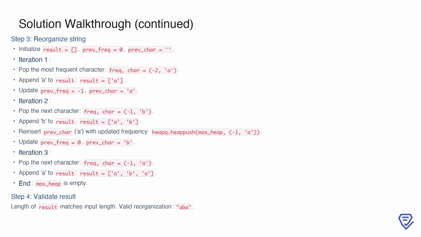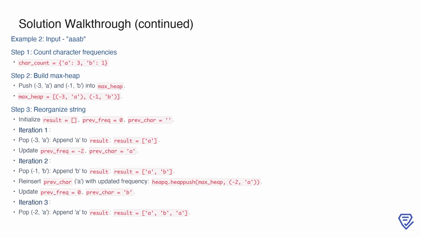We append it to the result and update prev_frequency to -1 and prev_char to A. In the second iteration, we pop B from the heap and append it to the result. At this point, we need to reinsert A back into the heap with its updated frequency of -1. In the third iteration, we pop A again and append it to the result. At the end of these operations, the heap is empty, and the result list contains A, B, A, which is a valid reorganization of the input string. The length of the output matches the input, so we conclude the reorganization is successful, and the result is ABA.